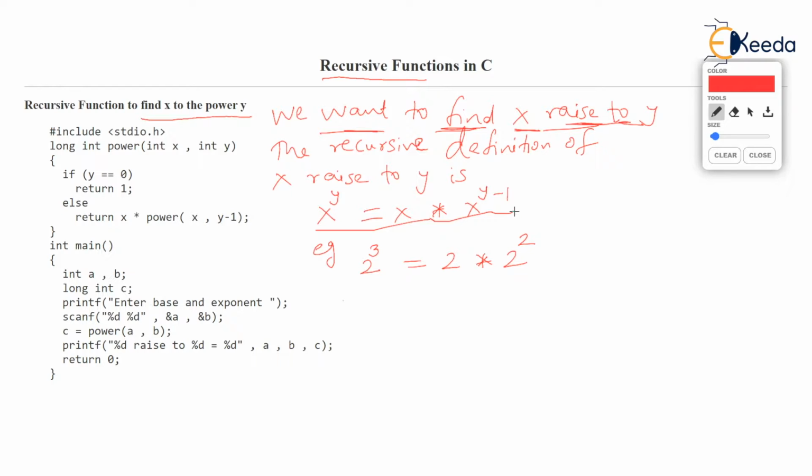This definition was seen by everyone in high school days, where x raised to y is nothing but x into x raised to y minus 1. As an example, let's say we are asked what is 2 raised to 3. Everybody knows 2 raised to 3 is 8. But if you think recursively, 2 raised to 3 can be defined as 2 multiplied by 2 raised to 2. Of course, 2 multiplied by 2 raised to 2 is 2 into 4, which is 8.